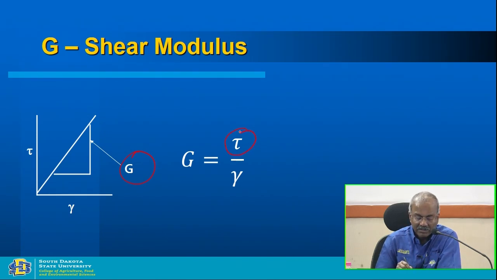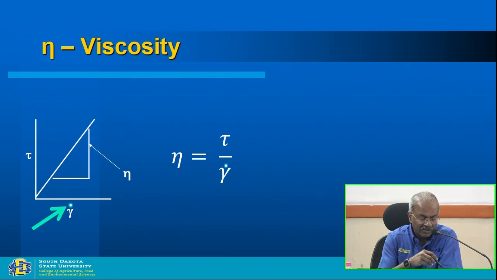This is shear stress, and this is shear strain. Viscosity is nothing but shear stress over shear rate. Not shear strain, it's shear rate. How much shearing per second dictates the viscosity. So viscosity is the slope of the shear stress versus the shear rate.